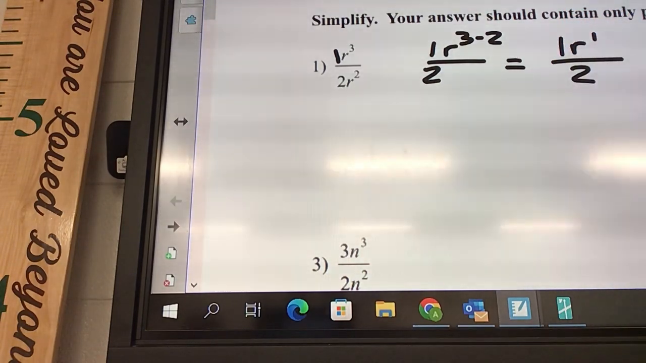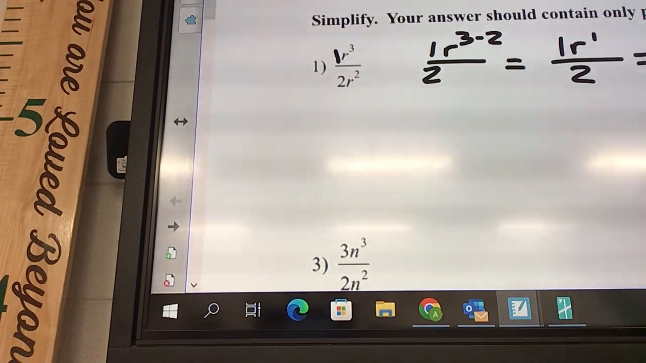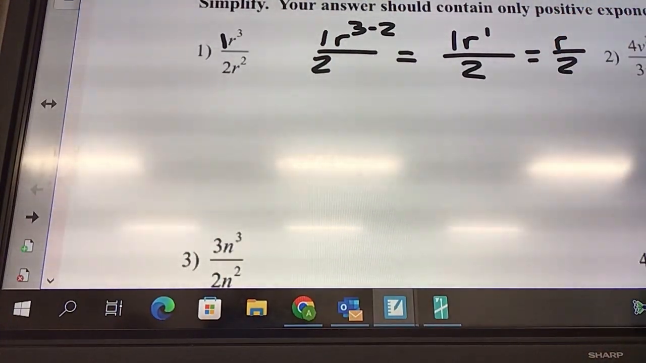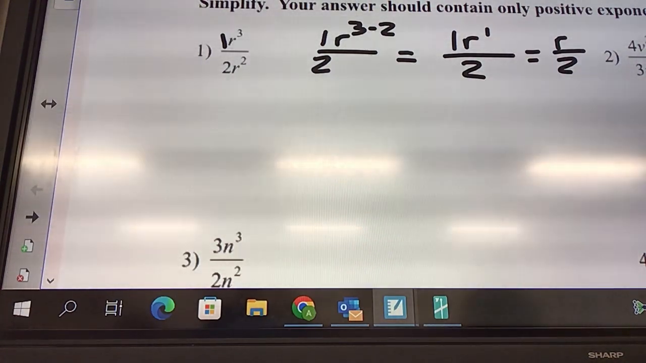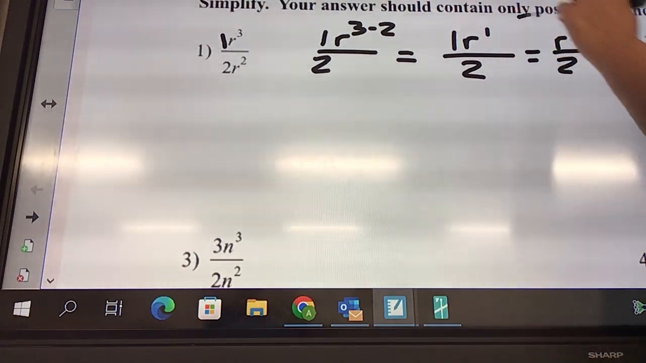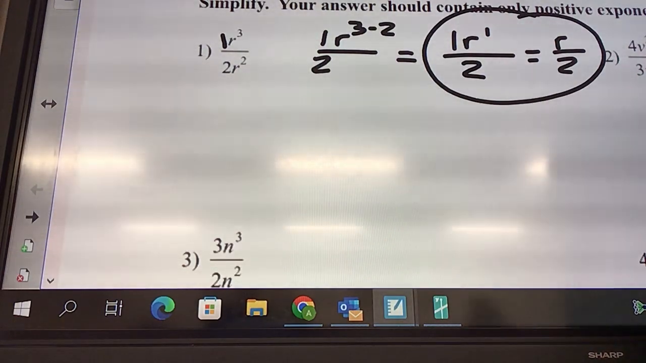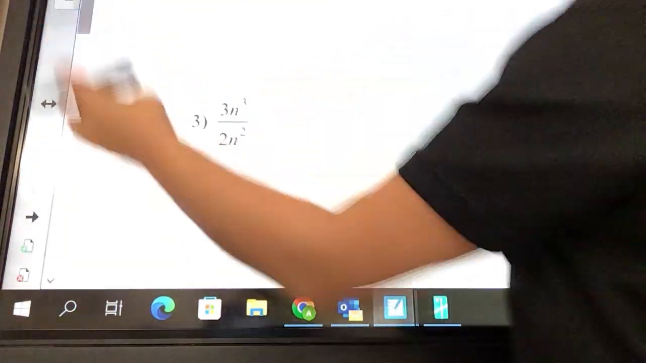Now, do you need those ones? We don't at all. So really, the professional way that the answer would look is just r over 2. However, I'm not going to mark it wrong if you write the ones on there, because this is the same as this, just without the writing. So either of these are totally fine. On all of these today, they should all be positive exponents, because tomorrow we're going to work on the negatives. So as long as you're subtracting them right, you should be fine.